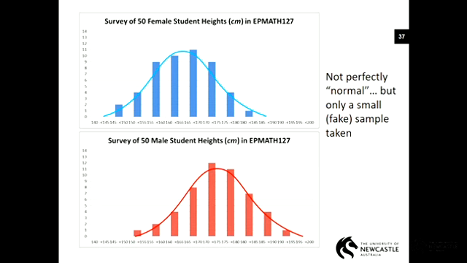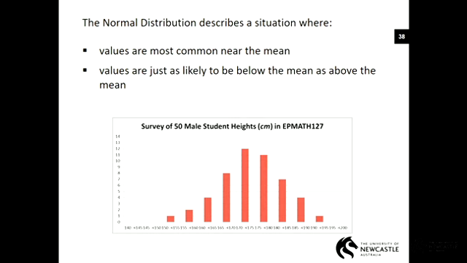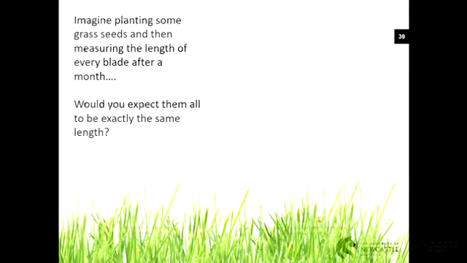So we describe a situation where the values are most common near the mean. Well, that makes sense. Values are just as likely to be below the mean as above the mean because the whole thing's symmetrical. And extreme values occur rarely. Again, that's a normal distribution. That happens. You'll get exceptionally tall, exceptionally short, but it's rare. Most of the results are all in the middle under this curve.